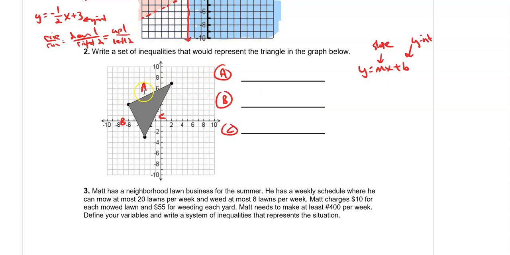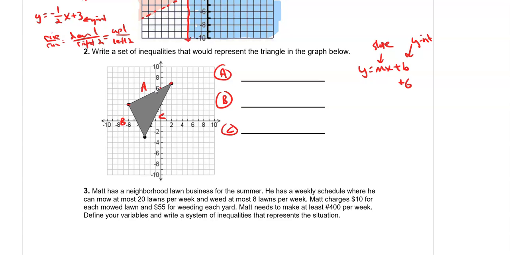Now, to figure out for line A what the y-intercept is, we already know, right? It's right here at 6. So that means there's going to be a plus 6 on the end, because we got a y-intercept right here at 6. You can make a little dot at 6 right there. And then we got to figure out the slope by looking at how far up and over it's going every time from this dot to this dot.